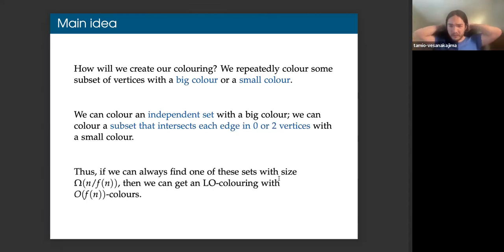Our goal in general is to always find one of these two kinds of sets. So either an independent set or a set of vertices that intersects each edge in 0 or 2 vertices, with omega of n over f of n vertices. For reasonable values of f of n, like the one I'm going to use in this proof, this means we'll be able to get an LO coloring with f of n colors, just by recursively applying this thing over and over again.